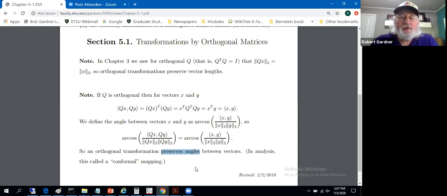And that completes section 5.1. The other sections are a little meatier, and we'll have more material in some of the future sections in Chapter 5.